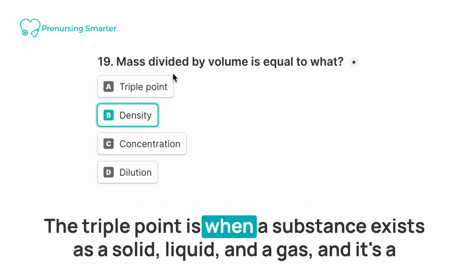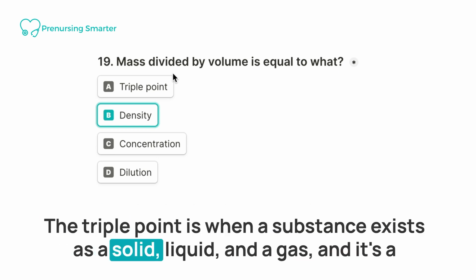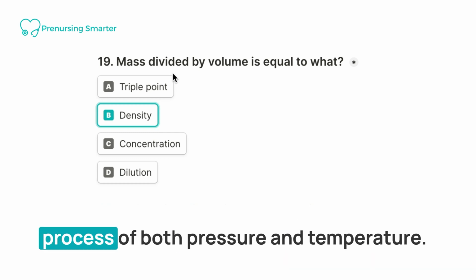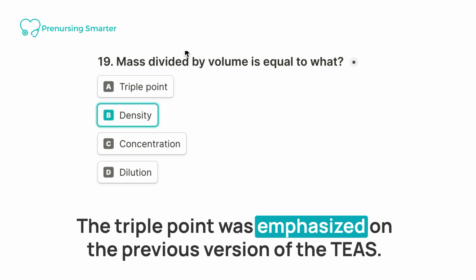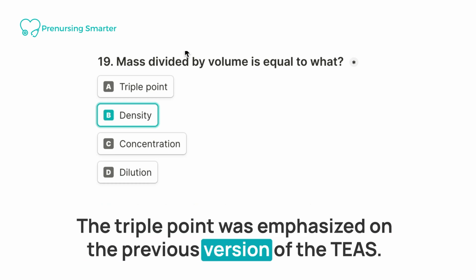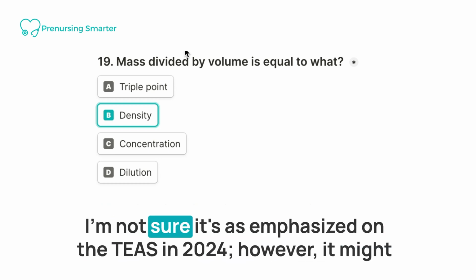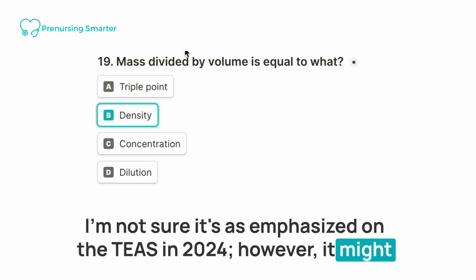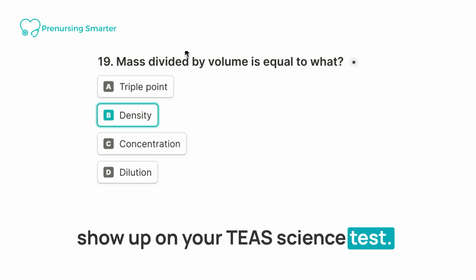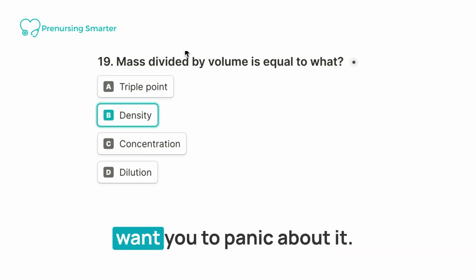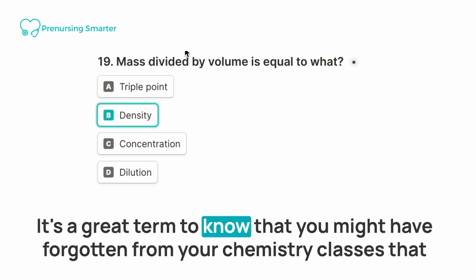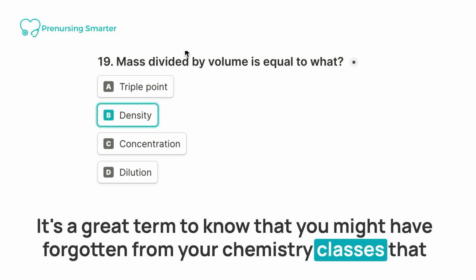The triple point is when a substance exists as a solid, liquid, and a gas, and it's a function of both pressure and temperature. The triple point was emphasized on the previous version of the TEAS. I'm not sure it's as emphasized on the TEAS in 2024. However, it might show up on your TEAS science test. It might also be used as a question that isn't scored, so I wouldn't want you to panic about it. It's a great term to know that you might have forgotten from your chemistry classes.